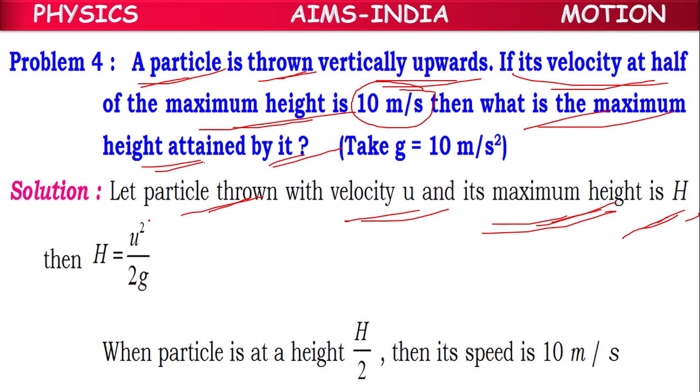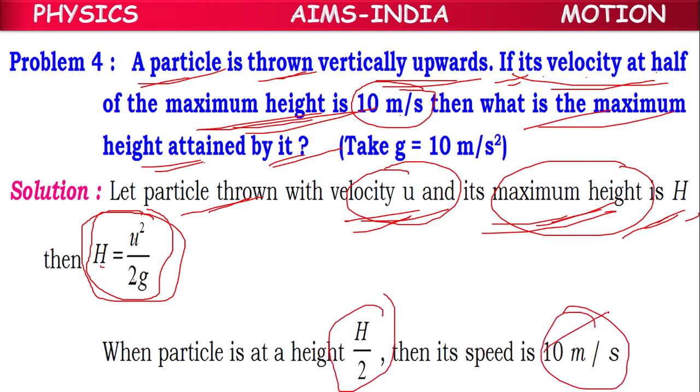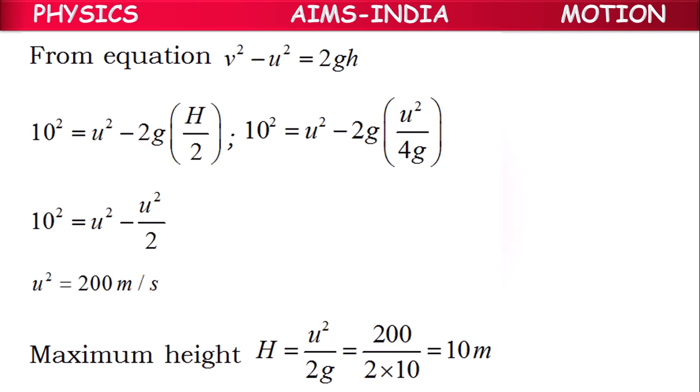So then h equals u square by 2g, because the maximum height formula we already know, h equals u square by 2g, because we have thrown it with a velocity of u. Again, the hint they have given: if its velocity at half of the maximum height is 10 meters per second, means when the particle is at h by 2, velocity is 10 meters per second. That hint they have given.